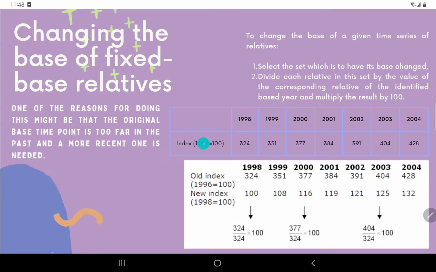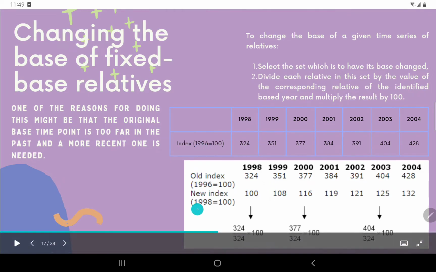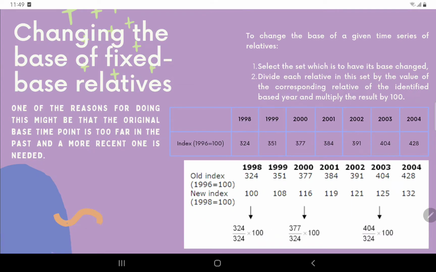Base 1996 ni kita tak nak gunakan. So we want to change this base into 1998. Okay, so kita nak tukar base dia dari 1996 kepada 1998. So we select this set as the new base, 1998. So index dia 324.